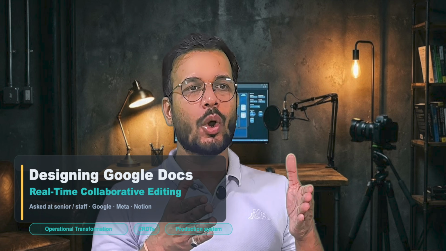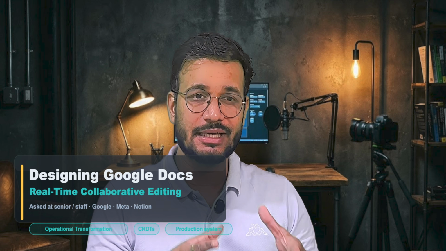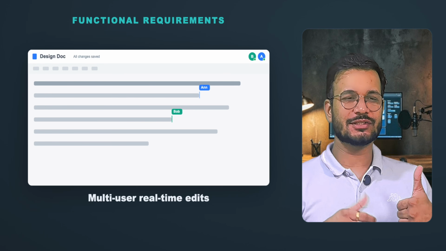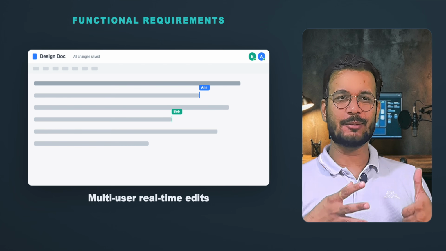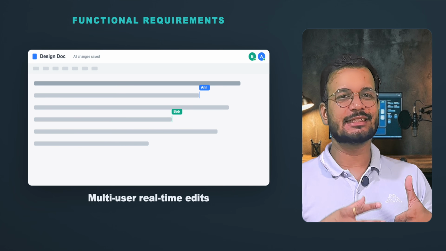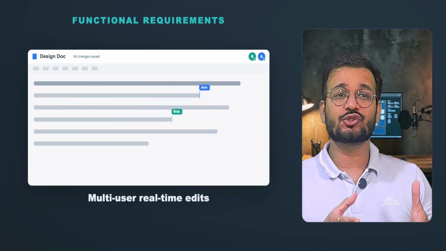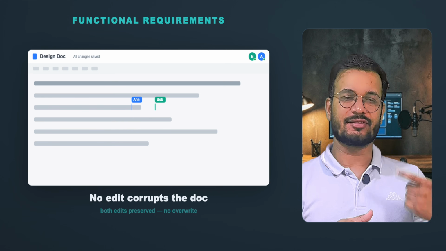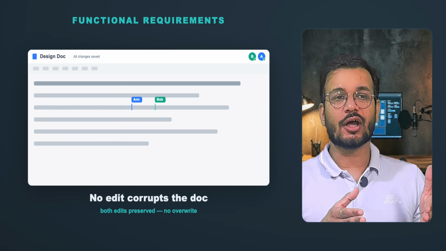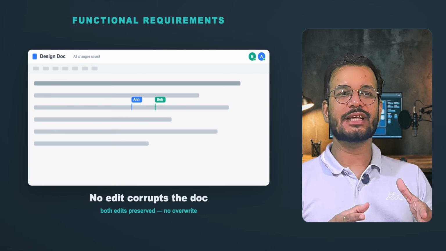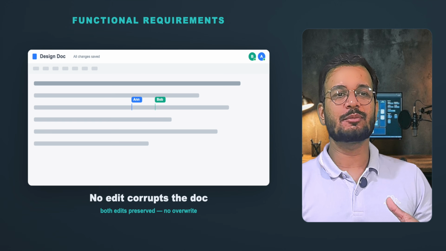So let's go. Now, what does a collaborative document editor need to do? Here are the functional requirements. First, multiple users can open the same document simultaneously and see each other's edits in real time. Near real time means 200 milliseconds. The second is edits never corrupt the document. If two people type at the same time, both edits are preserved in some consistent order.